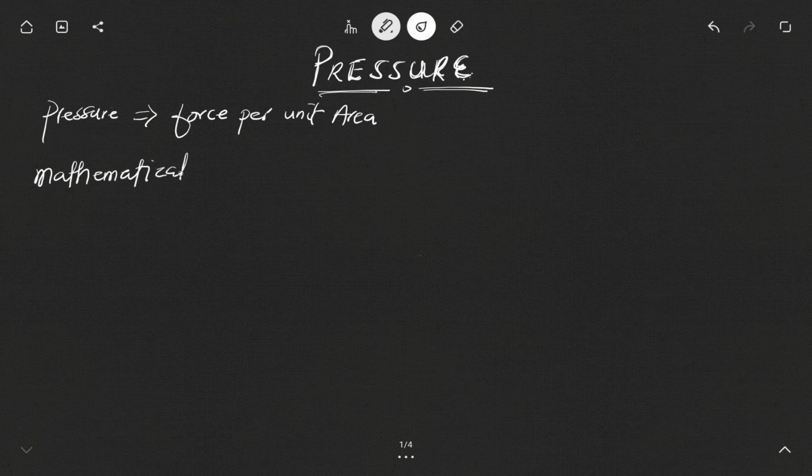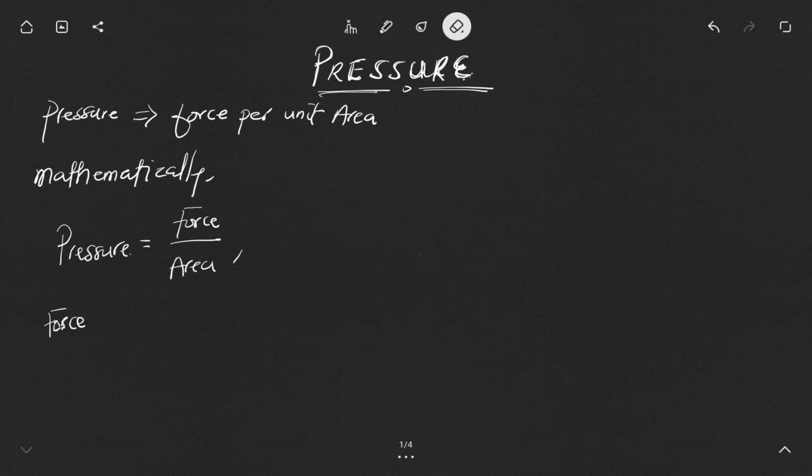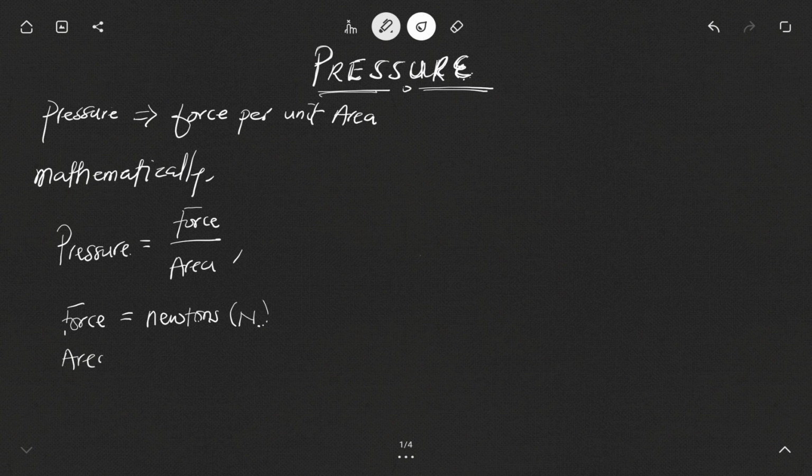Mathematically, we are saying that pressure is equal to force over area, where our force here, let me rewrite that, where our force is measured in newtons, capital N, and our area is measured in meters squared.